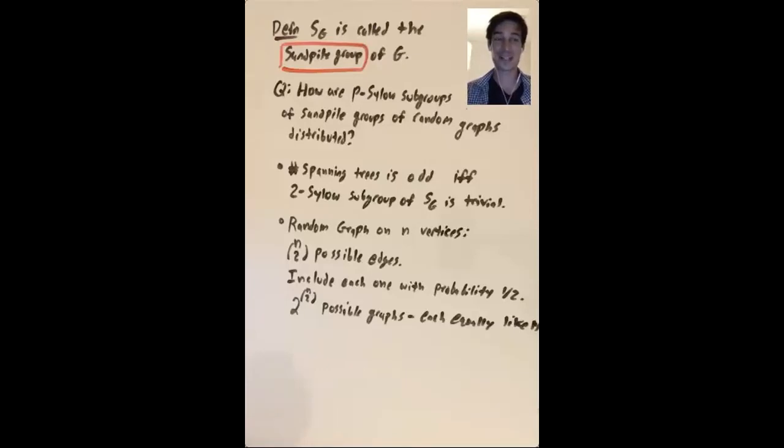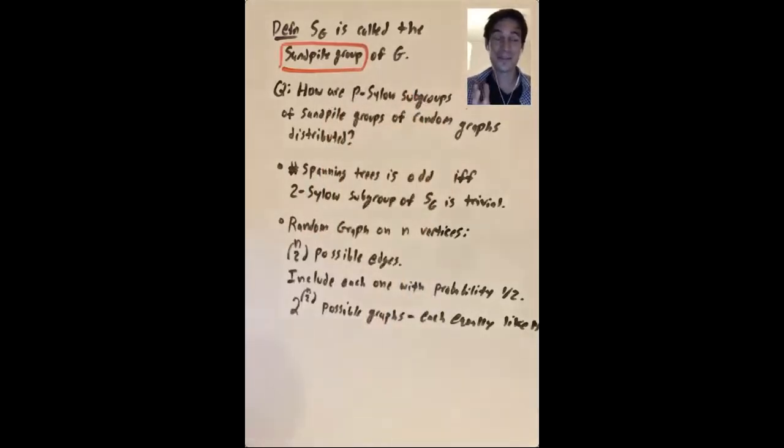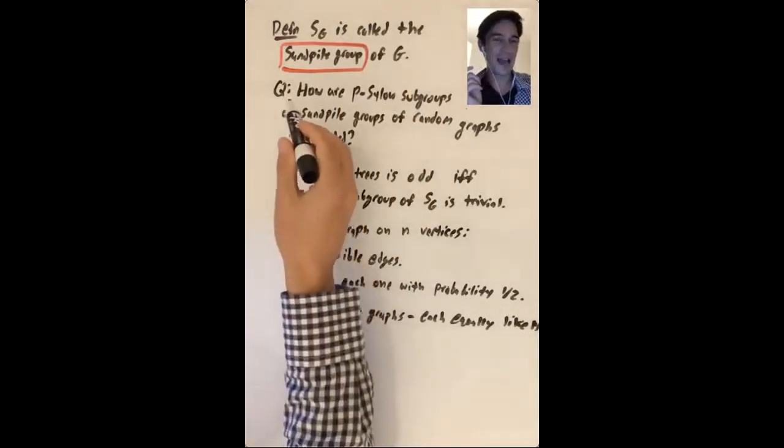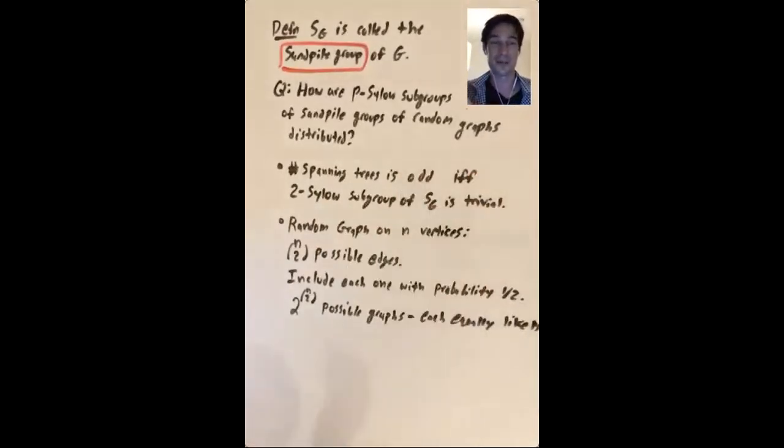This group, S(G), gets a special name. It's called the sandpile group of the graph G. There's a good reason for that. These groups come up in a lot of different places. And one of them is this model from physics about dropping grains of sand onto a vertex of a graph. And if you have too much sand on one vertex, it topples and spills over to its neighbors. And there's all these different ways to interpret this. I'll leave that for now. The question I want to ask is, how are these p-Sylow subgroups of sandpile groups of random graphs distributed?